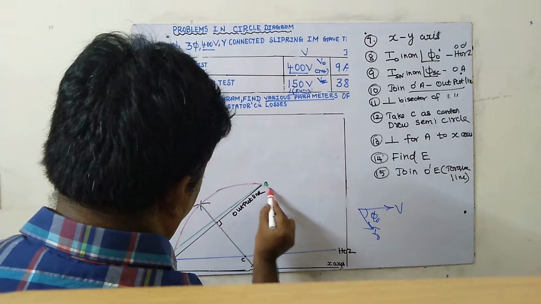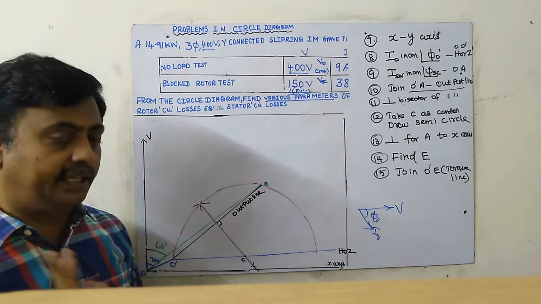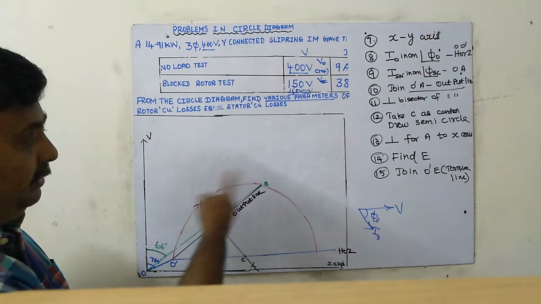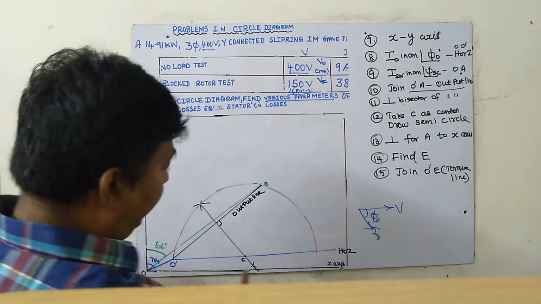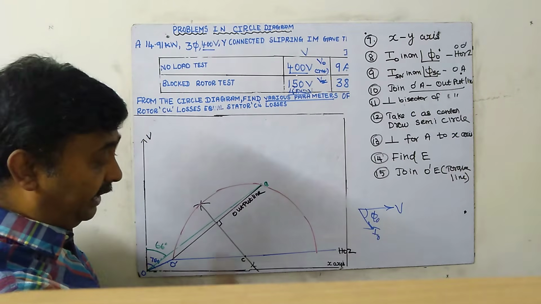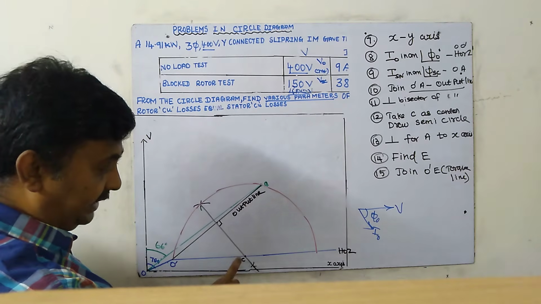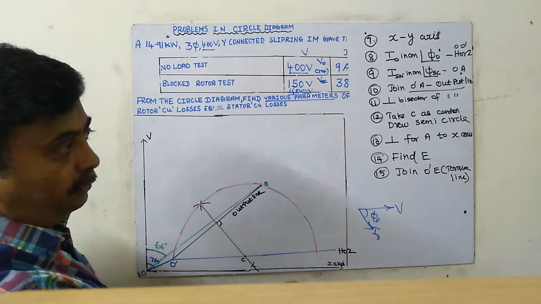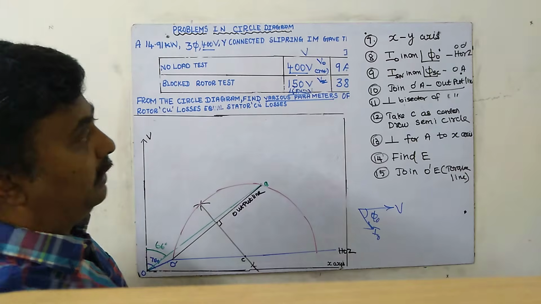While drawing this semicircle, it will definitely touch the point A. See how to draw the semicircle. Take C as the center. Again and again I am telling, C is on the horizontal axis, not on the x-axis. Take C as the center and O dash C as the radius and draw a semicircle. This semicircle will definitely touch the point A.